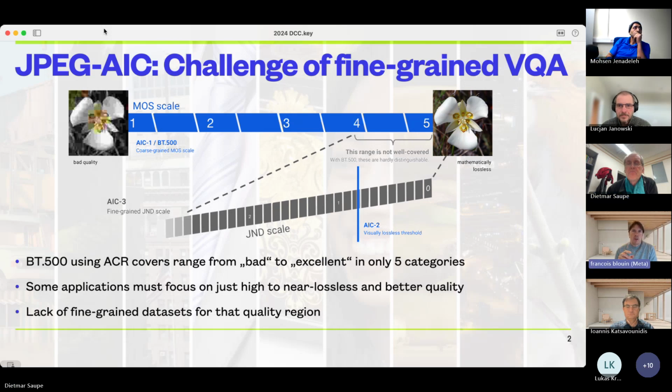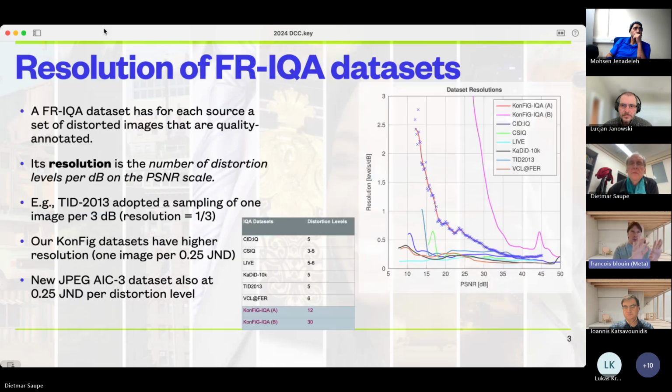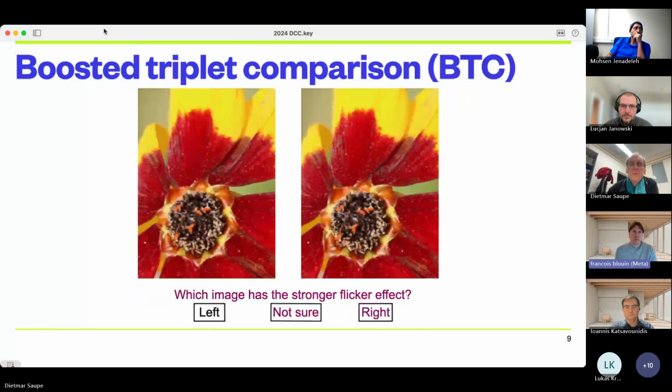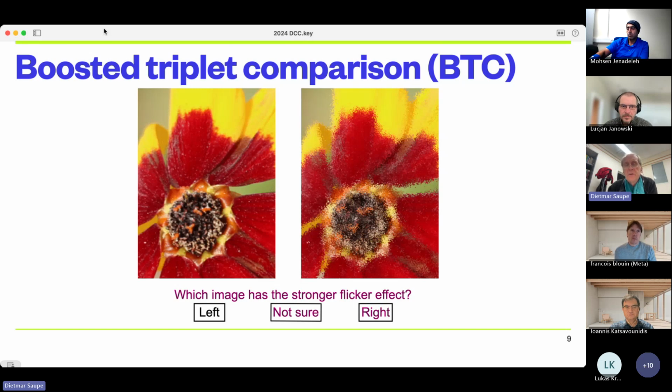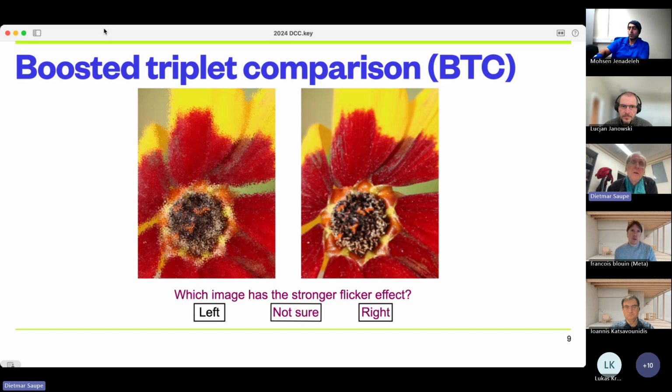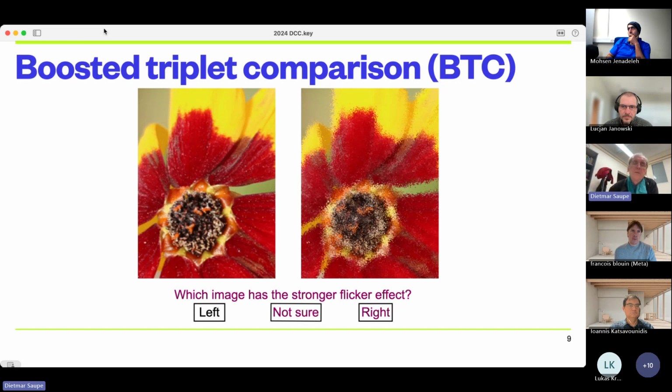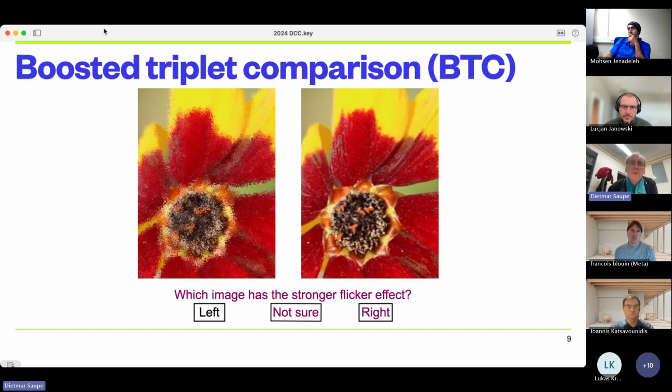And maybe my second and last question is, when you do this comparison with your boosting methodology, are you showing two boosted images, or are you mixing them with the regular ones, or how do you arrange your showing of images? This is the typical question for a boosted triplet comparison. So on both sides, we have a distorted version of the same source and the same zoomed part of it, but with different distortion levels. So the distortion level could be 7 on the right and 8 on the left.